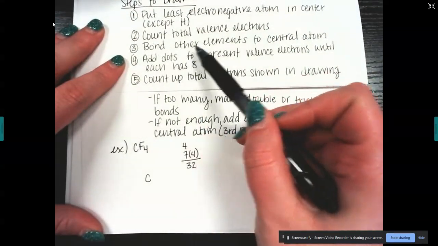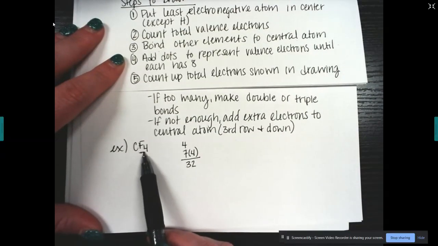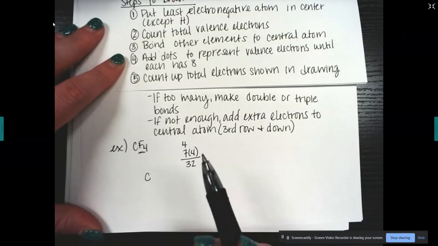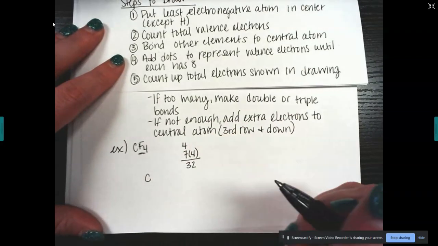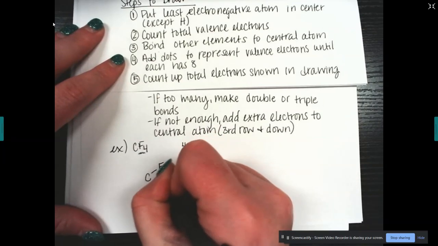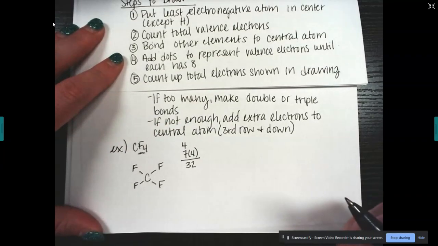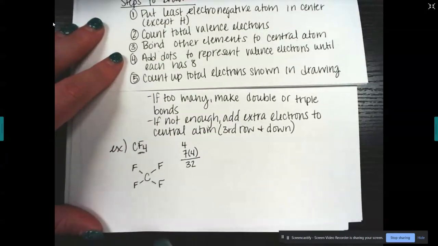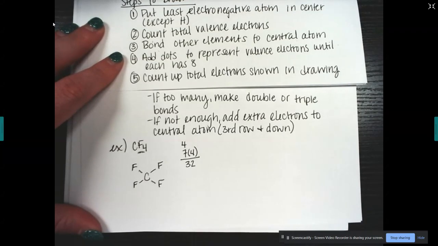Step 3 says bond the other elements to the central atom. What that means is I'm going to take the other elements that are present, which are just fluorines, and bond them to the middle carbon. How you arrange them is not a huge deal at this point. I'm just going to put 1 here, and try to space them out evenly just because I'm OCD like that. It probably won't work because I'm not as good at that. If you wanted to do 1 on the top, 1 on the bottom, and 2 on the sides to make like a plus, that's fine. We're not worried about it right now. Okay, so that's step 3.